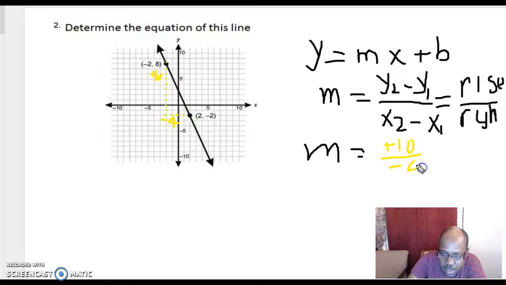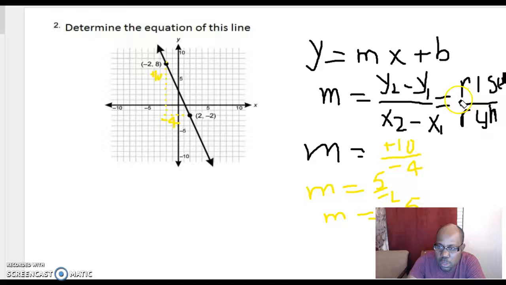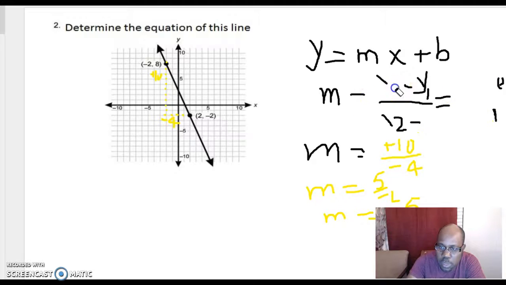That's another way. If your graph is really accurate, you can find it this way too. This is experimental; you can do that in an experimental form. So if I simplify, m is going to be 10 over minus 4, which is minus 5 over 2. That's my m. So I got my m now. Let me erase this part.